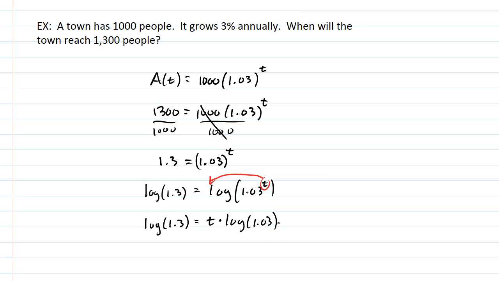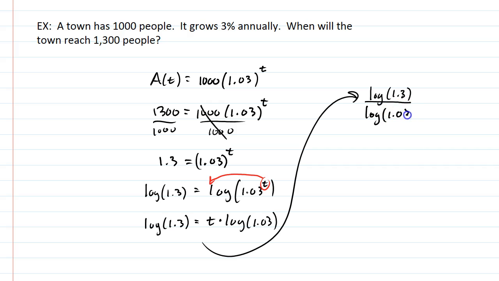Okay, now we have a simple equation where we have t here, and we need to divide by this on both sides to get t alone. So let me write it right here. If I divide by log 1.03, I have log of 1.3 all over log of 1.03.